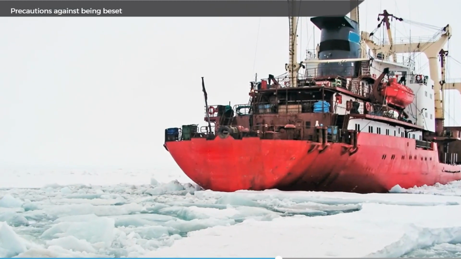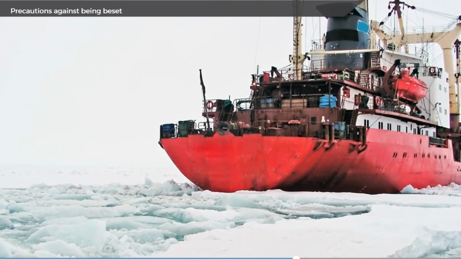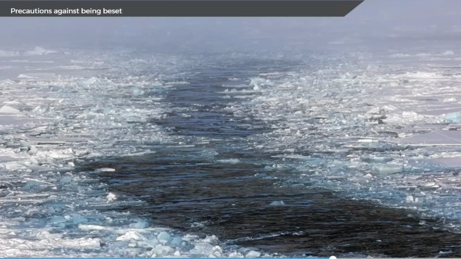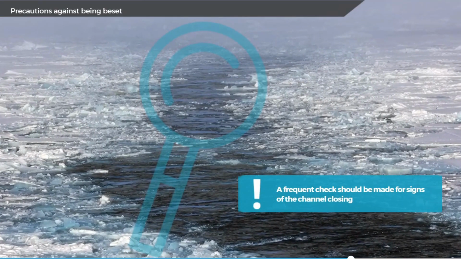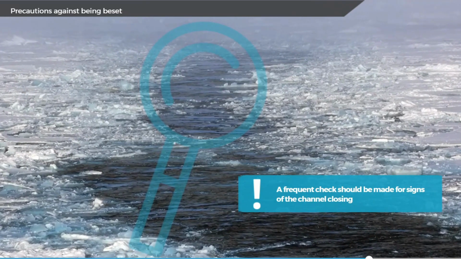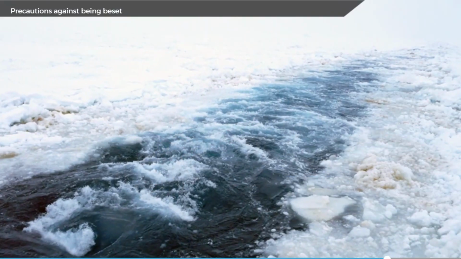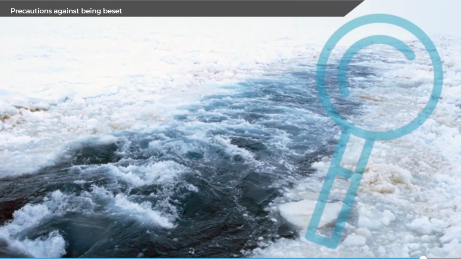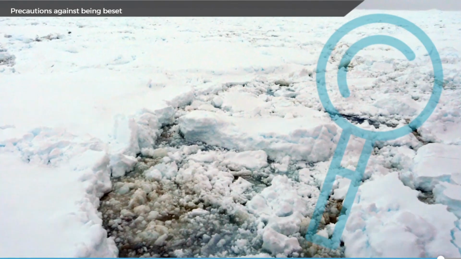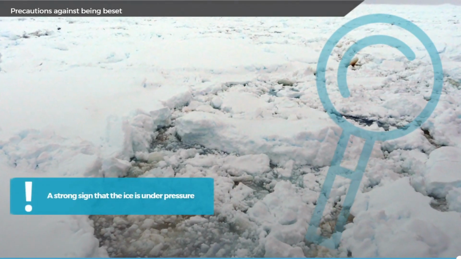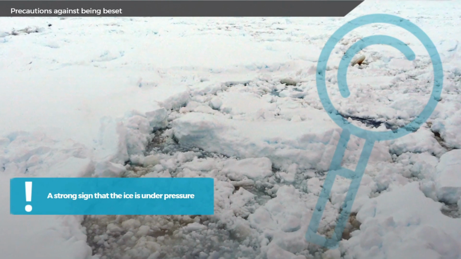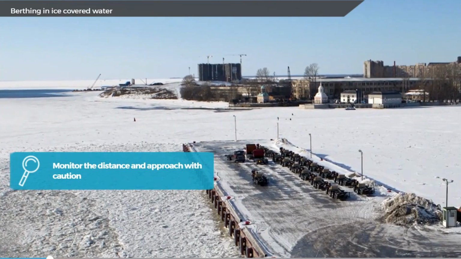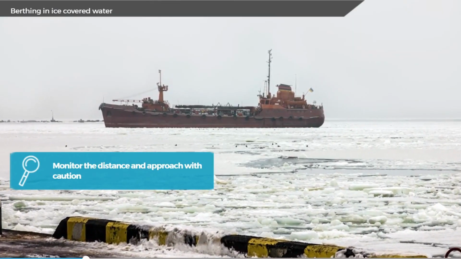The risk from being beset increases greatly in old or glacial ice, as the pressure on the hull is much greater. When in pack ice, a frequent check should be made for any signs of the channel closing behind the vessel. Normally, there will be a slight closing from the release of pressure as the vessel passes through the ice. But if the ice begins to close up completely behind the vessel, it is a strong sign that the ice is under pressure.